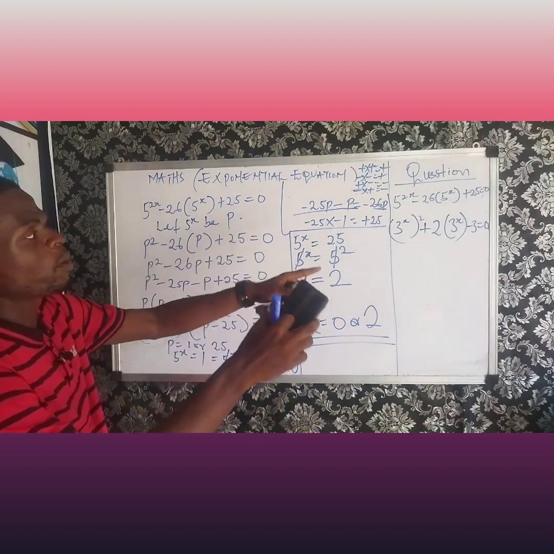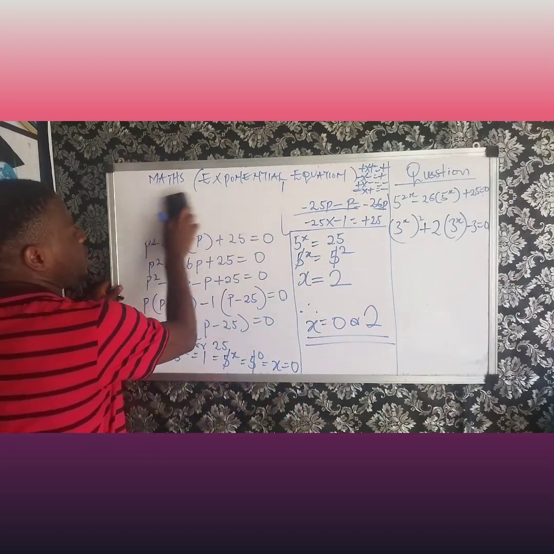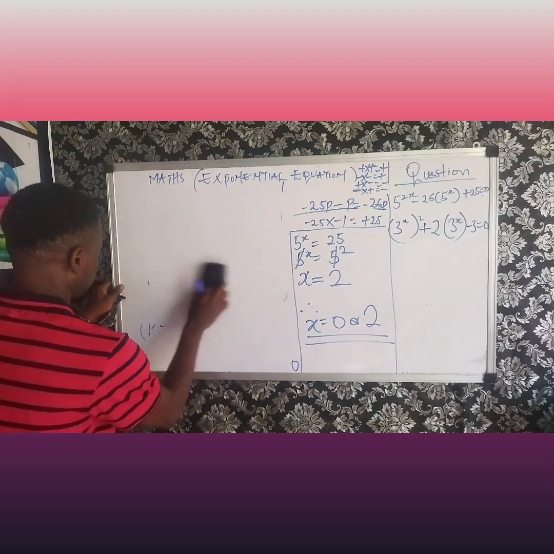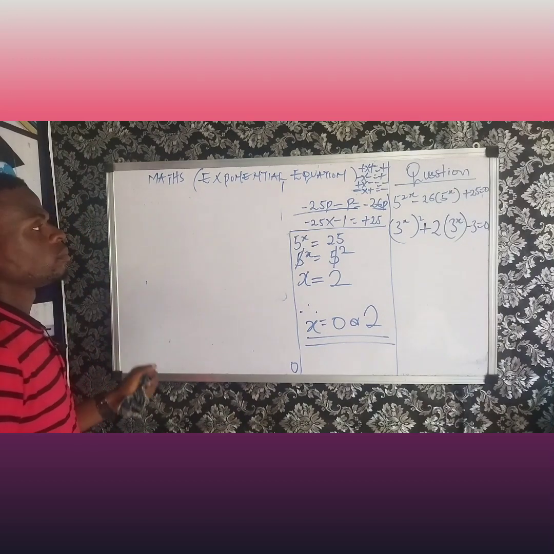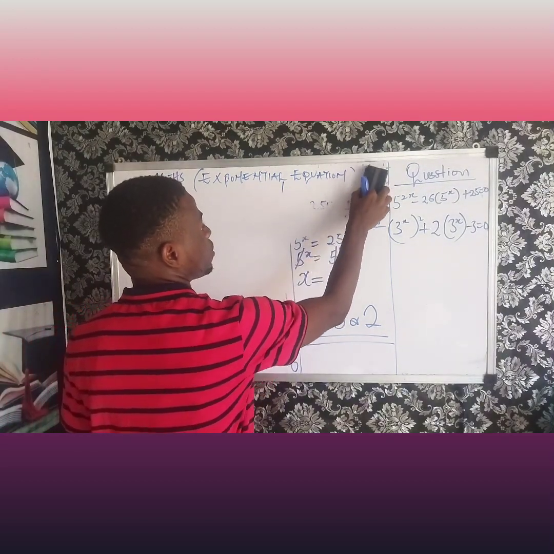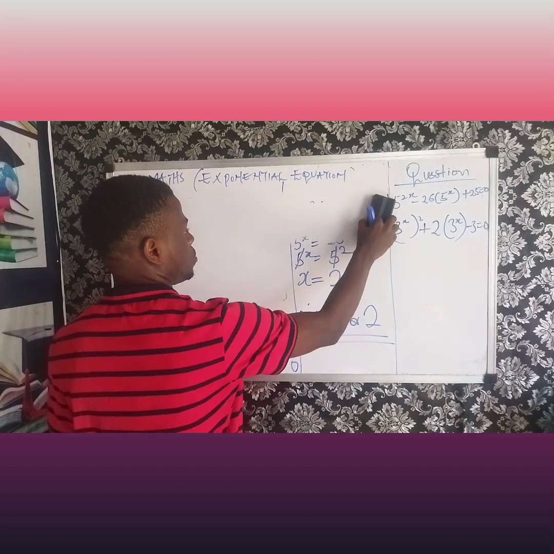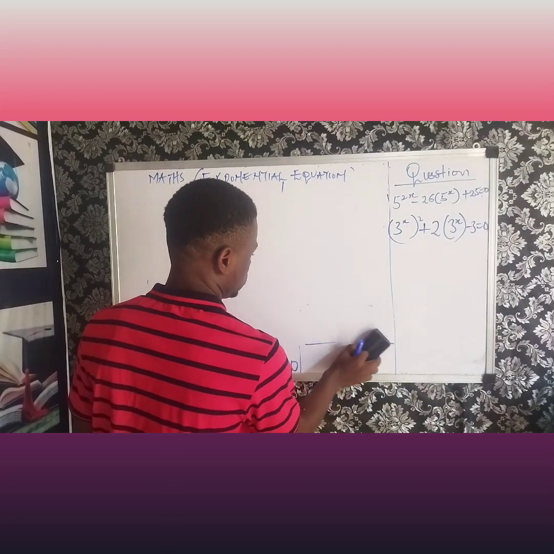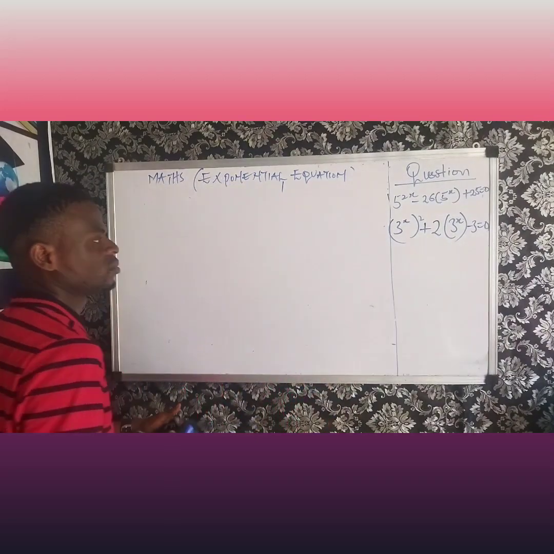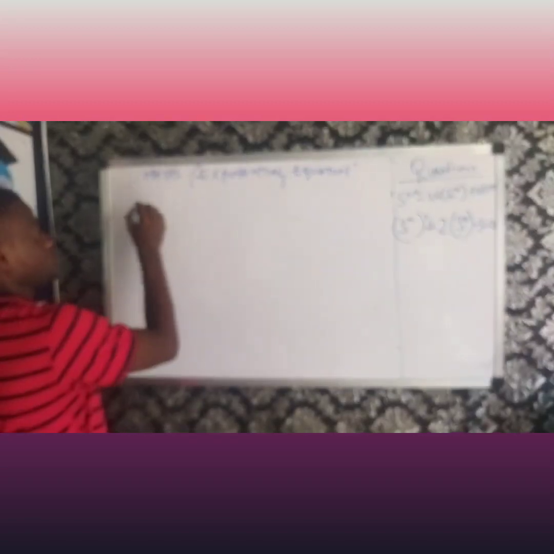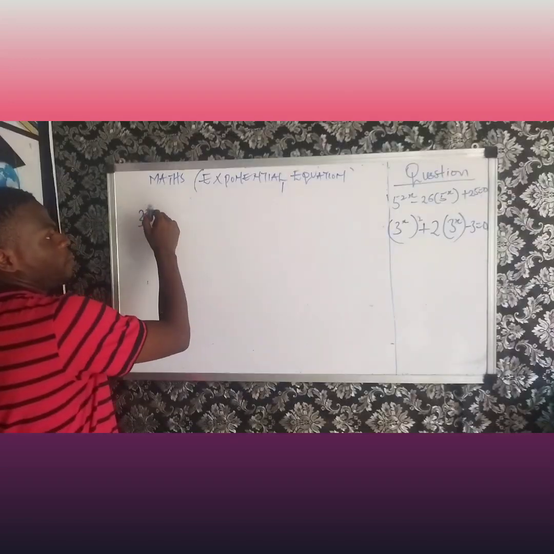Now, in this place, let me clean the board so that there will be a space to solve the second question. Are you with me? So now, we have 3 power x here. We have 3 power x here.